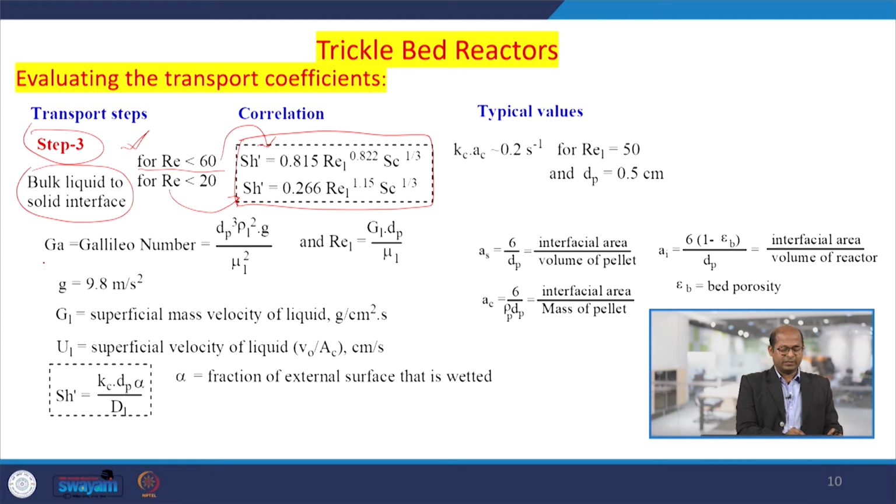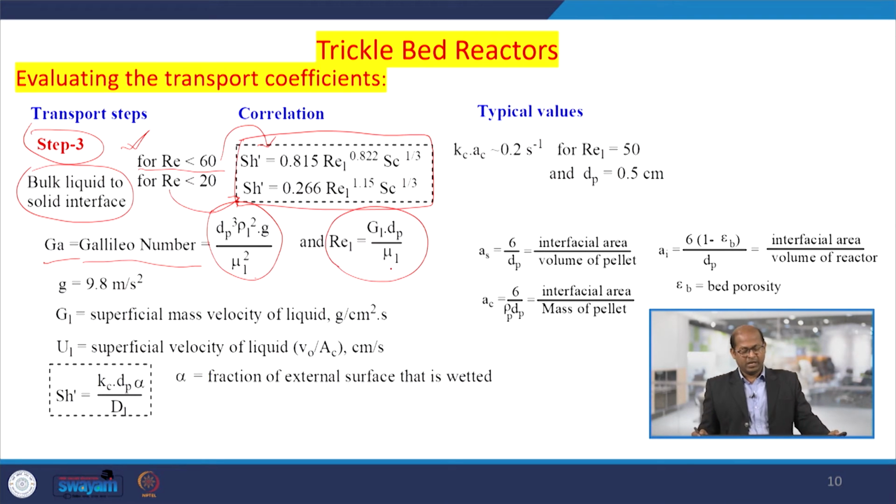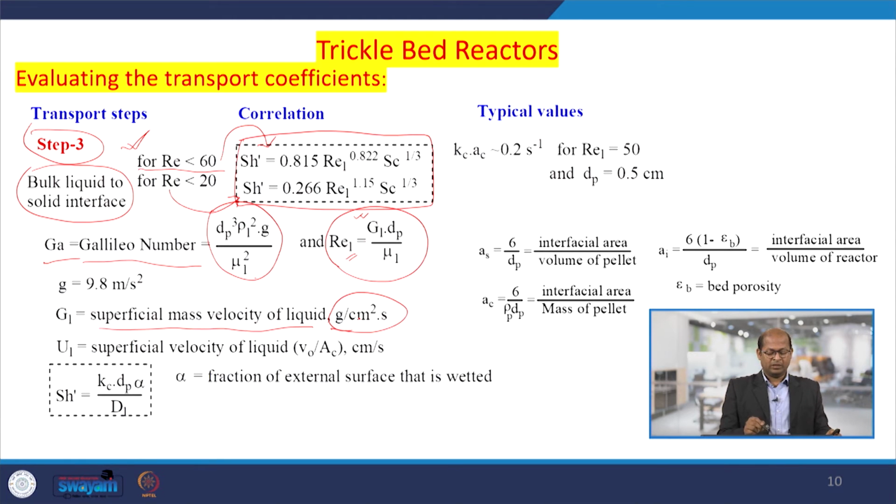Okay. Here G is the Galileo number. What is the Galileo number? That is dp cube rho L square into G by mu L square, and Reynolds number is GL dp by mu L. Here GL is the superficial mass velocity of liquid, where L stands for liquid. So, for the Reynolds number of the liquid, we have to find out the superficial mass velocity of the liquid and substitute it here.